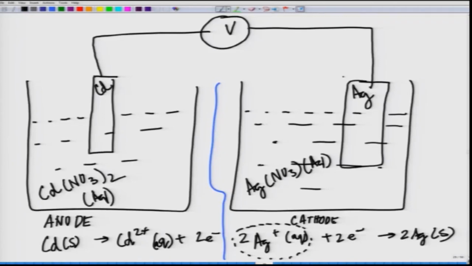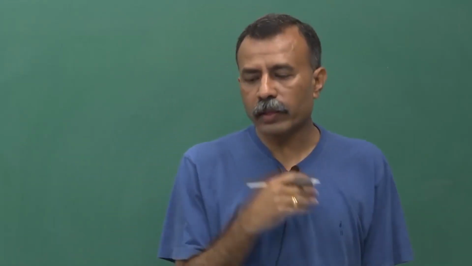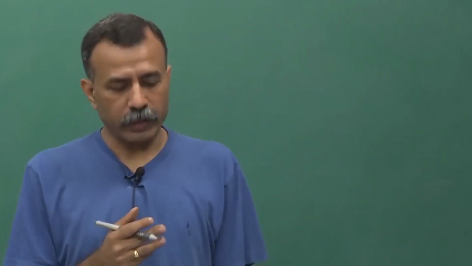And if you remember, this Ag coming from the Ag electrode was migrating to the surface of the cadmium, consuming the electrons, becoming Ag solid and getting deposited on cadmium. You can use this for electroplating. You can coat cadmium with silver on top of it.